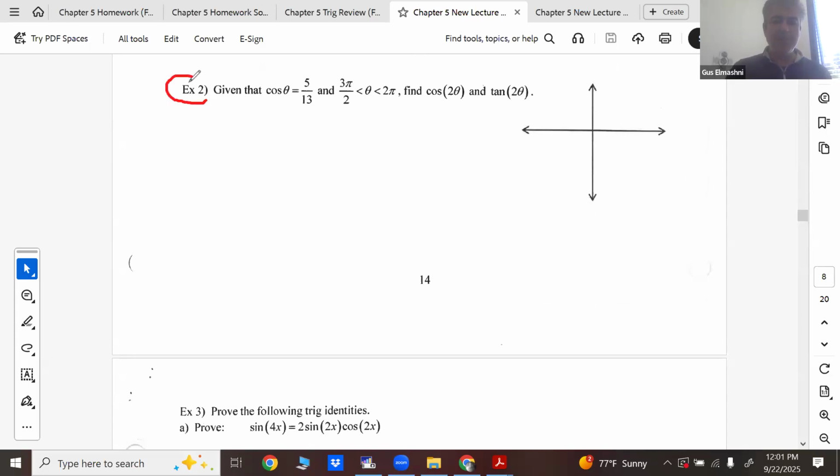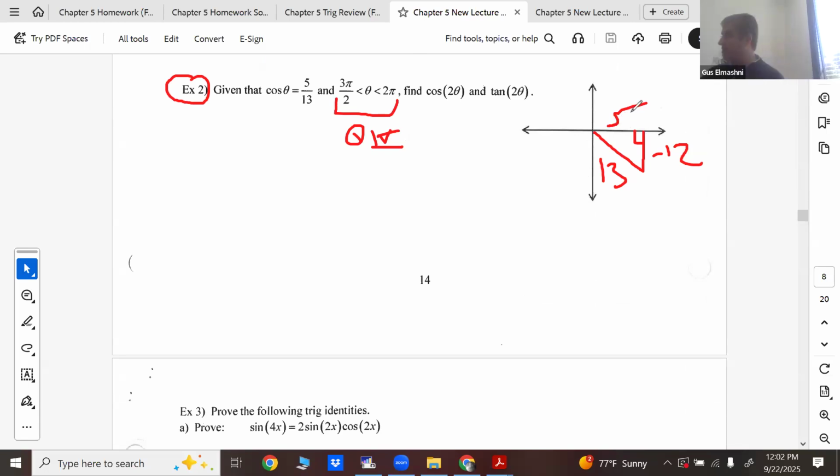Example 2. So what quadrant is this in, guys? Q what? Perfect. Love it. So here's Q4. That's 5, that's 13, that's -12. You should know your Pythagorean triples by now. Obviously, I'm covering this with my geometry class, as you saw when you walked in. By now, you can identify Pythagorean triples pretty easily.